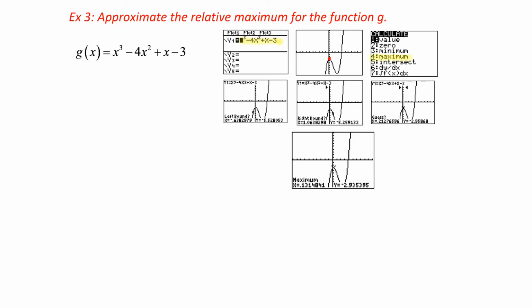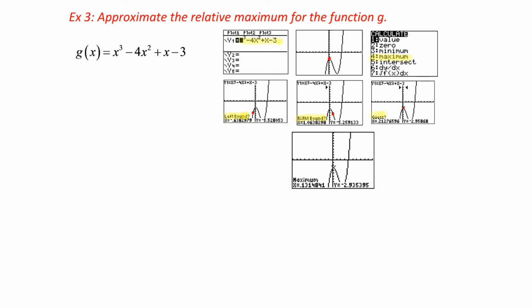So we click on that one, and then it's going to ask you a couple questions. Right down here it says left bound. So you want to pick a point that is on the left of the maximum. So I chose right there. Then once you click enter, it's going to ask you right bound, and so I clicked on a point to the right of the relative max, and then it's going to ask you a third question, make a guess. And so your guess you want to put as close to that value as you possibly can, or at least in between the left and right bound.